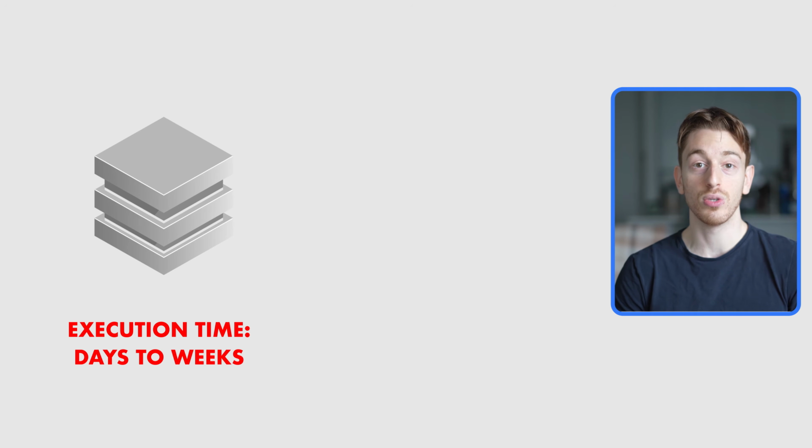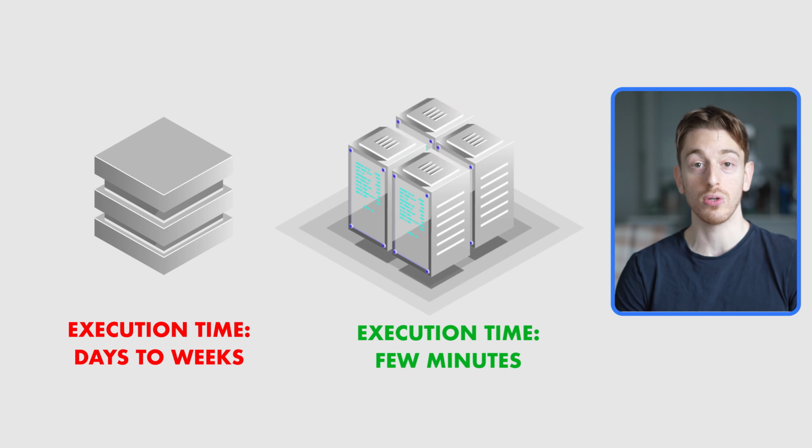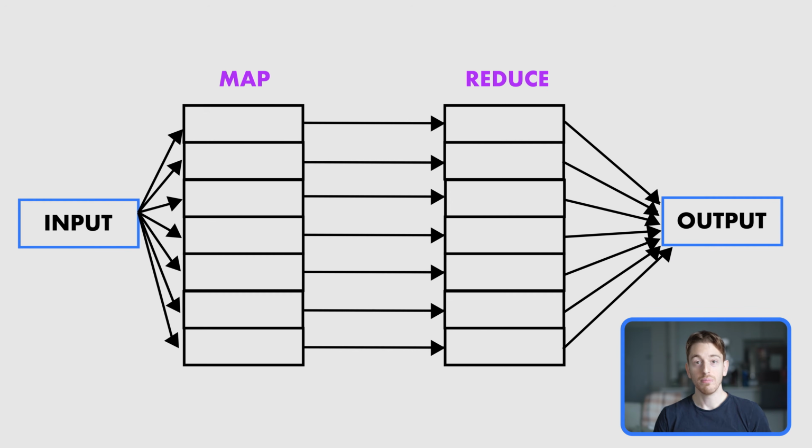The same task that would have taken days or weeks to complete on a single machine can complete within a few minutes when it's broken down and distributed to a cluster of 2,000 machines. On the high level, MapReduce does two things: execute map and reduce functions that the user defines.